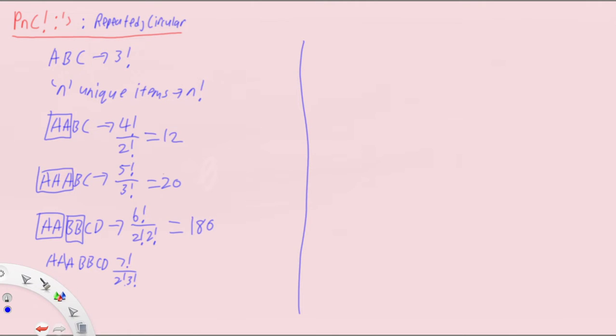And this actually carries over to circular arrangement. Why? Now, let's say we have, again, A, B, C. But instead of arranging them in a straight line as we are looking at in factorial, we'll be arranging them in a circle.